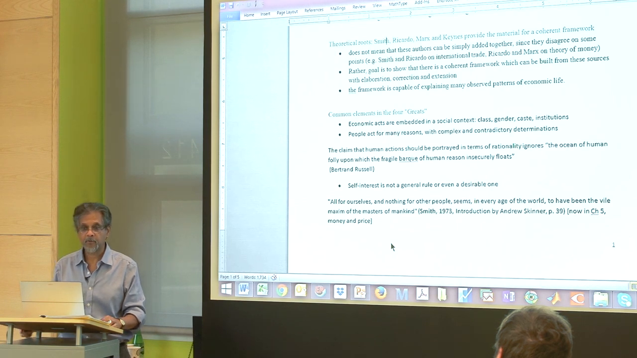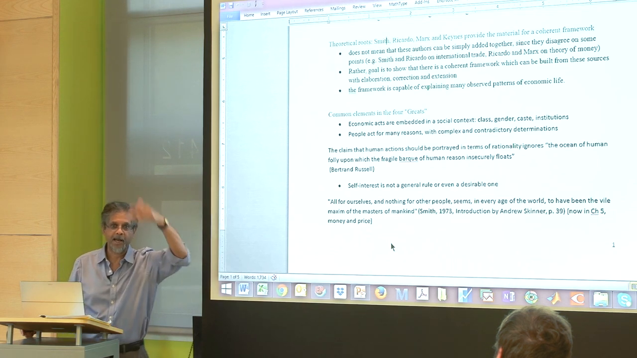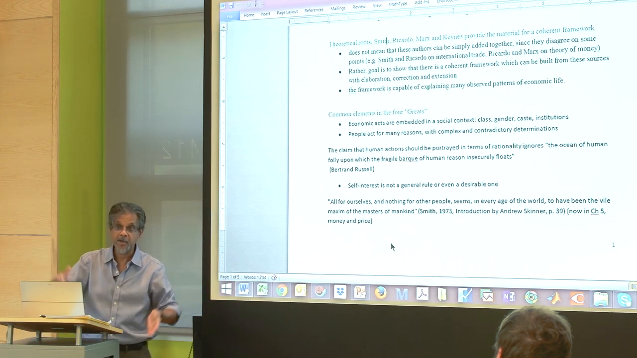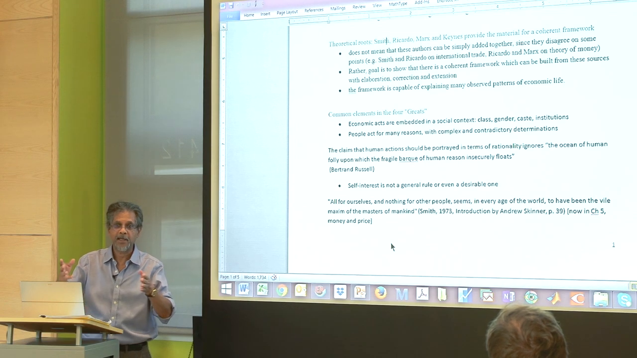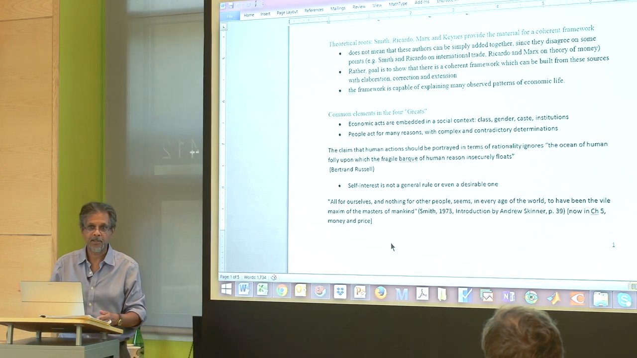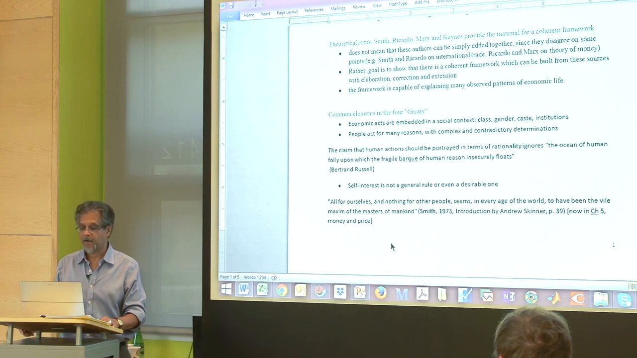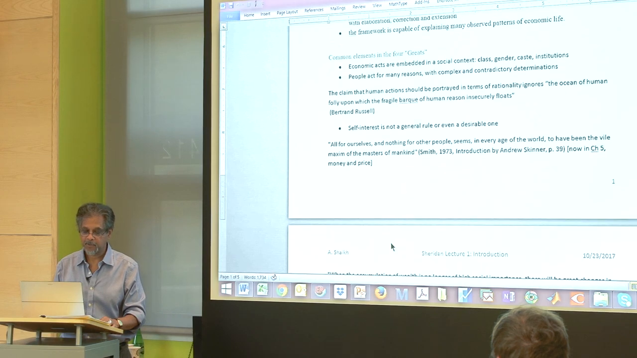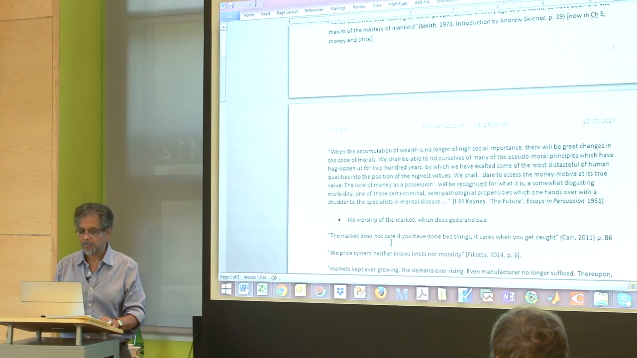Self-interest is not a general rule or even a desirable one. Here's a quote from Adam Smith. People talk about Adam Smith, they're talking self-interest. Read Adam Smith first. Don't get the comic book version of it. Read Smith. All for ourselves and nothing for others seems in every age of the world to have been the vile maxim of the masters of mankind. And we don't think of Smith as saying that, but if you read Smith, you see this.